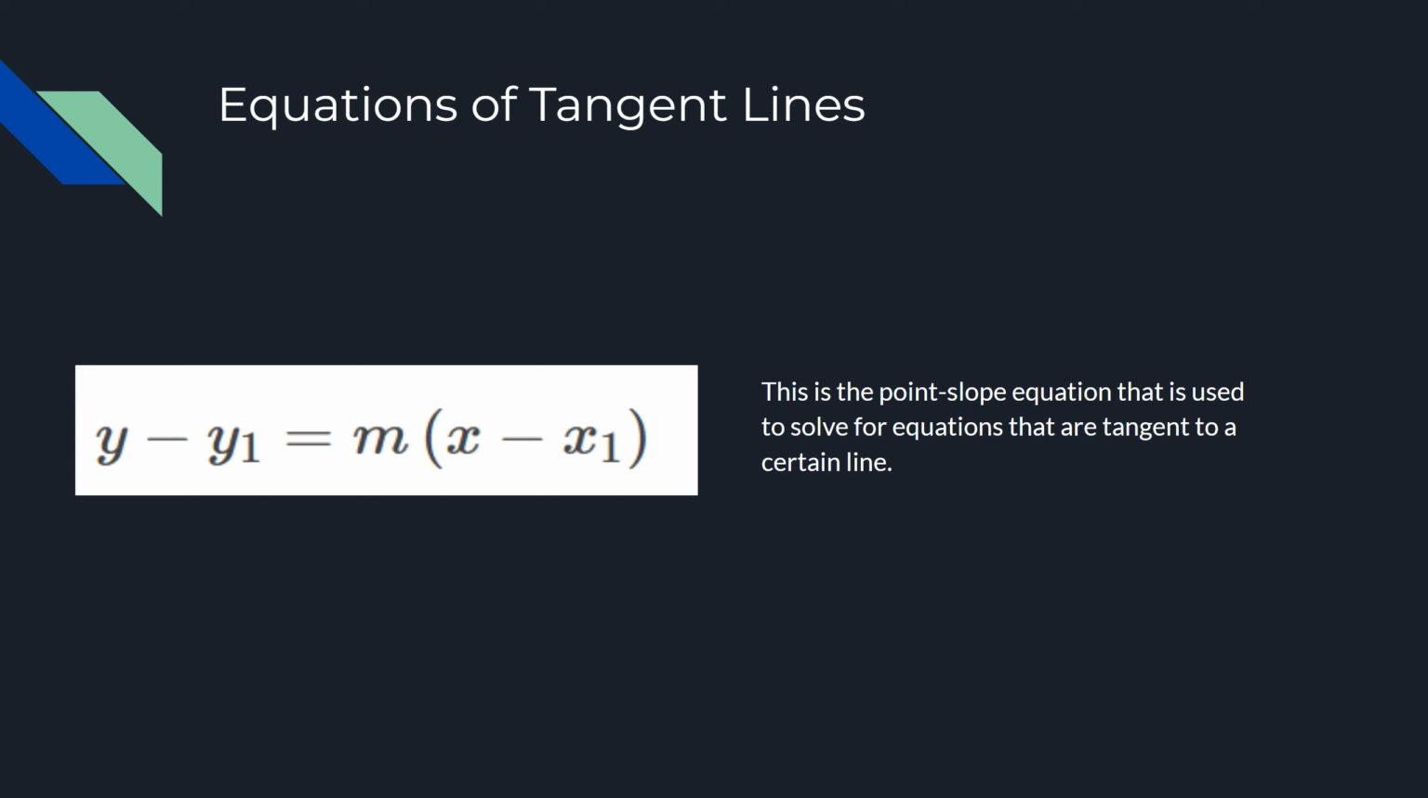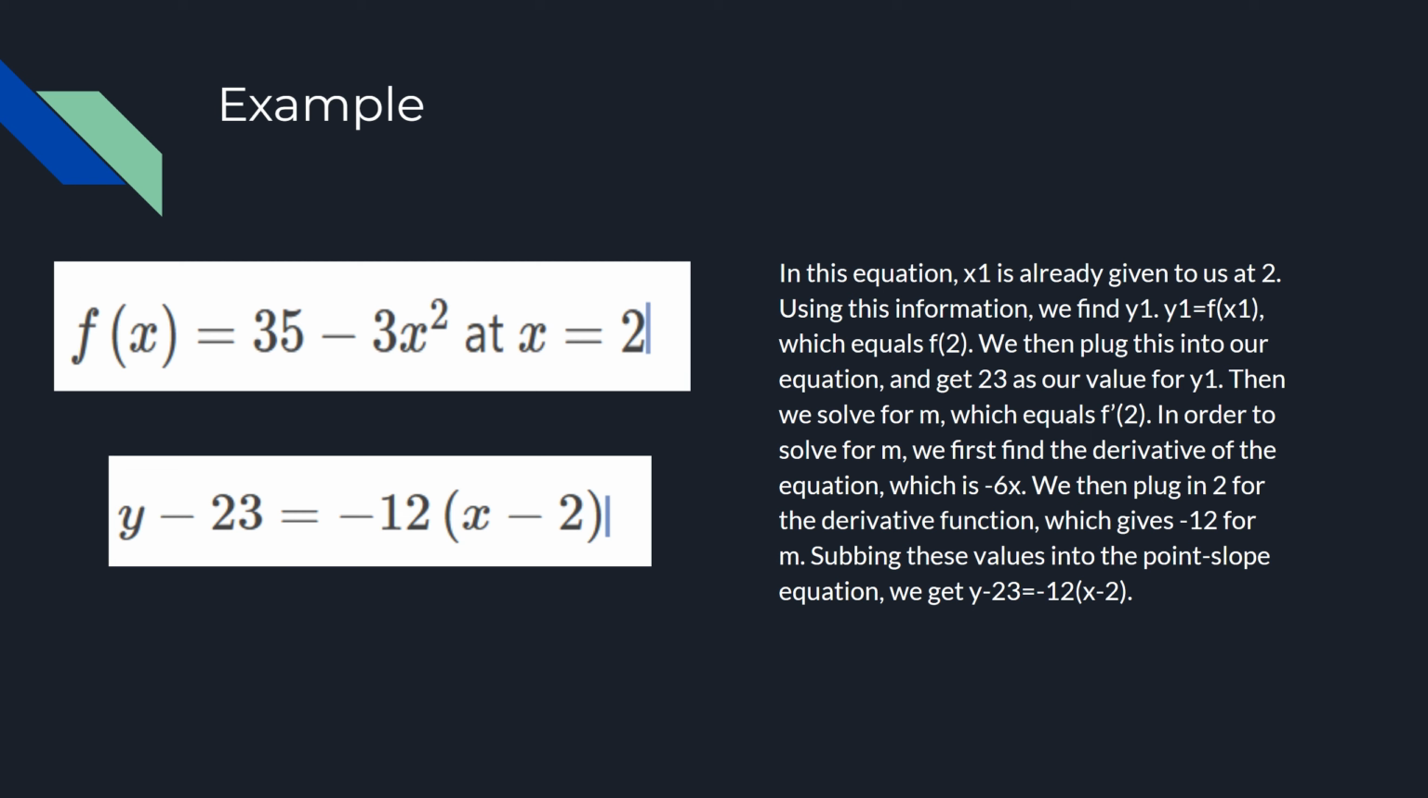Moving on, we have the equations of tangent lines, and this is the point slope equation that we use to solve for equations that are tangent to a certain line. For example, we have f of x equals 35 minus 3x squared at x equals 2. And now we already have x1, the value of x1 given to us at x equals 2. And we use this information to find y1. y1 would equal f of x1, which is 2, and that would equal f of 2 in this equation.